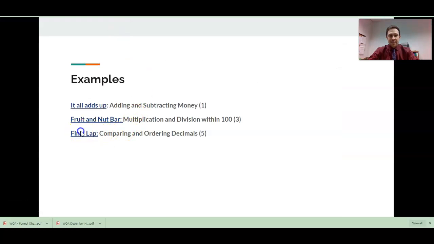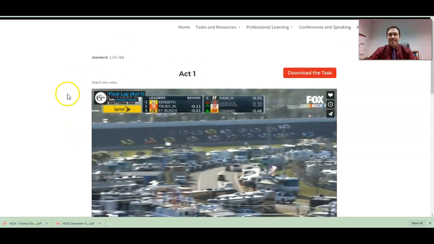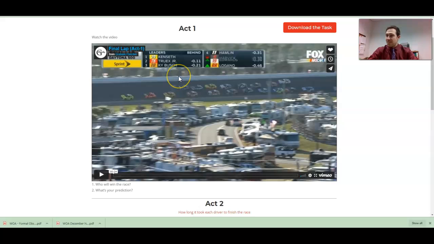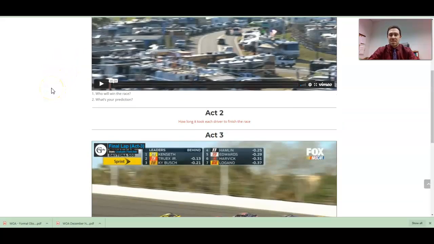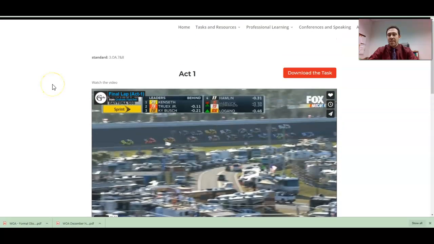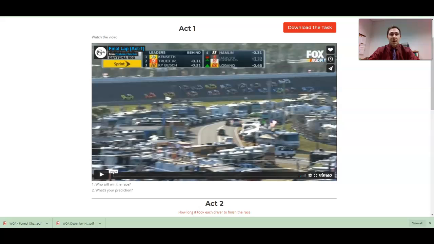And then my other example, The Final Lap, is a grade 5 task. NASCAR, we have a lot of students that watch NASCAR that have been to a NASCAR event maybe or have heard of it or just like cars in general. So this is a task where those students can relate. And as you can see, it's all broken up into videos, pictures, and it's not reading based.